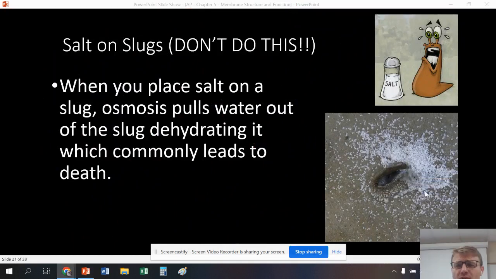Oh yeah, don't place salt on slugs. This kills them because it dehydrates them, because it sucks out all the water, because again it's going from high to low concentration, and all the water in the slugs gets sucked out. So we don't want to do this. Do not put salt on slugs.